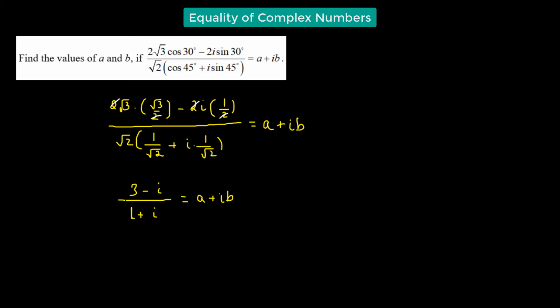Now we have to write the complex number on the left hand side in the standard form. So let us do that. To do that, we are going to multiply the numerator by the conjugate of the denominator, and also the denominator by its conjugate, and this is equal to a plus ib.